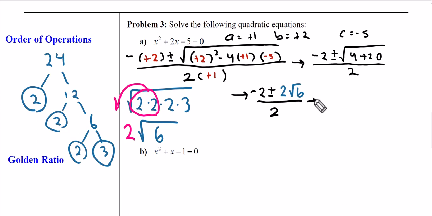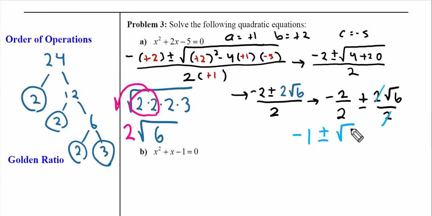Now, if I split this up into two fractions, I can do that because they have the same denominator. We can reduce. 2 and 2 is a negative 1. And these 2's cancel out as well to give me a positive 1. And so these are the roots that I get. This is the answer to the problem. This is not the discriminant. This is the real answer.